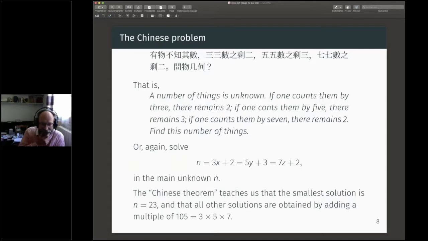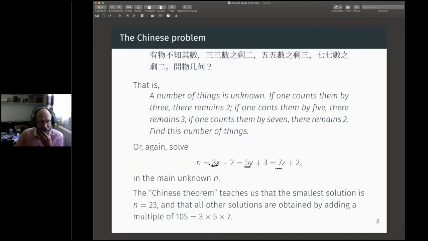And the Chinese theorem, or rather the solution of this Chinese problem, teaches us that the smallest solution is 23, and that to get all of the solutions, you just need to add a multiple of 105, which is 3 times 5 times 7. So 3 multiplied by the 3 numbers that appear here, 3, 5, and 7. In general, what happens is 3, 5, and 7 are pairwise coprime. And so in general, that would be the least common multiple of them, and so on.